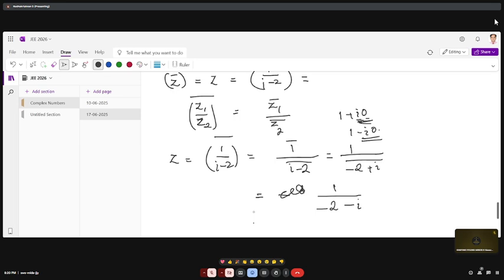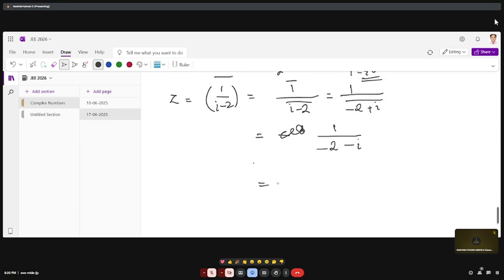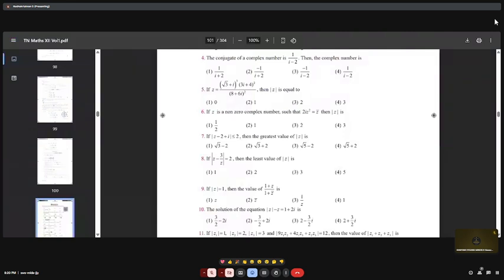So now you can take -1 as common. It will be -1 divided by 2 plus I, that is, -1 divided by I plus 2. Which option is that? Option number 2. -1 divided by I plus 2 is option number 2.